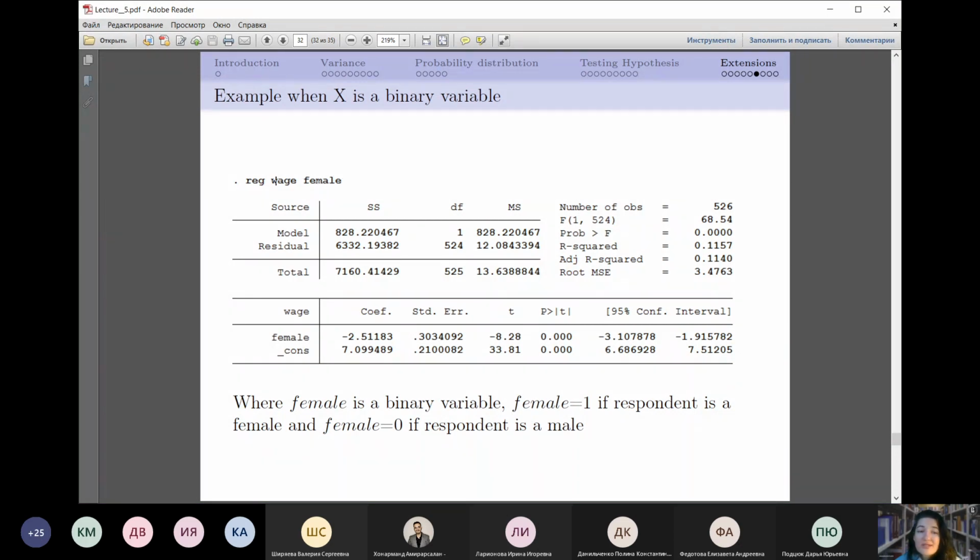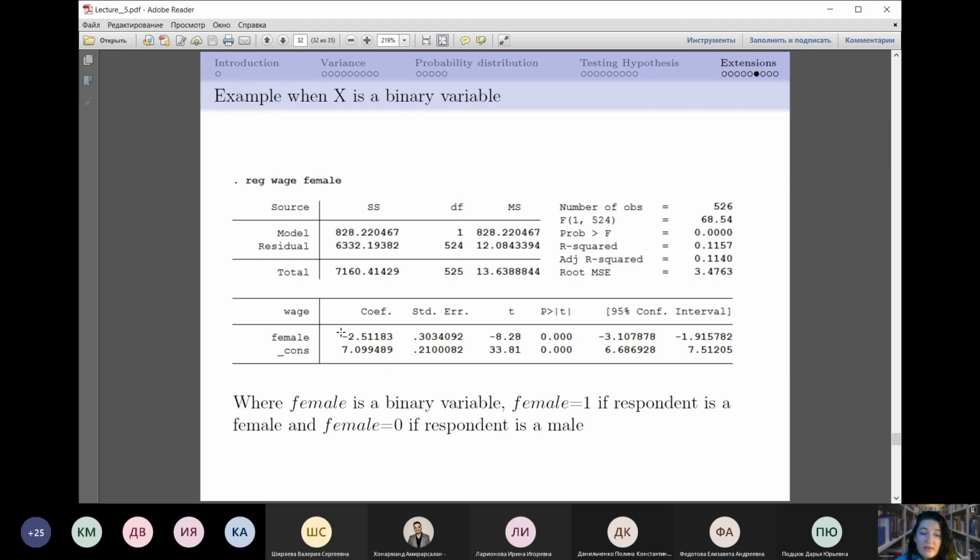This is a rather popular task when you want to make some conclusion, for example, about whether there is any difference between the female and male level of wage. So this is the question about maybe some inequality, gender inequality. When we work with a binary variable, it's equivalent to performing a difference of means analysis.